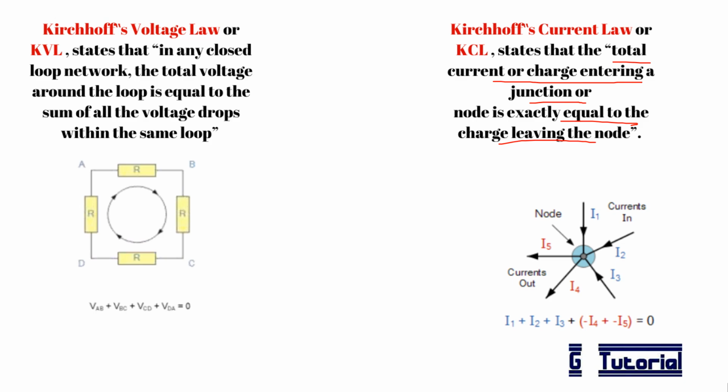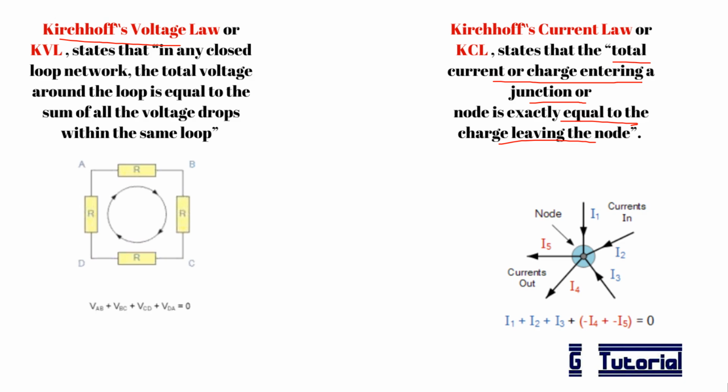Now we can see the other law, which is Kirchhoff's voltage law or KVL. It states that in any closed loop network, the total voltage around the loop is equal to the sum of all voltage drops within the same loop. The total voltage across this loop will be equal to 0. Voltage across A and B is VAB. Voltage across B and C is VBC. CD is VCD, and across DA is VDA. And the sum of these will be equal to 0. This is stated by Kirchhoff's voltage law or KVL.